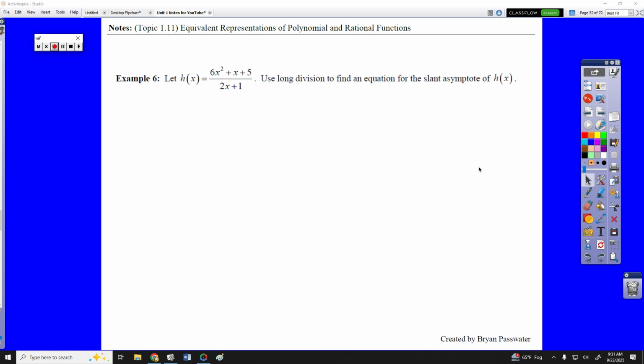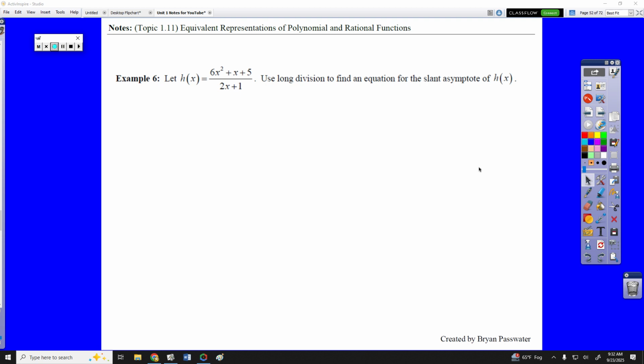All right, welcome to the video explanation for Brian Passwater's Topic 111 Notes, Example 6. Example 6 has gone into the portion of the notes that discuss how to find the exact equation for slant asymptotes, which does involve polynomial long division, a skill that is usually taught in Algebra 2, but it's not emphasized in Algebra 2. So again, Brian's notes have gone through how to do long division with polynomials, so now we are practicing.